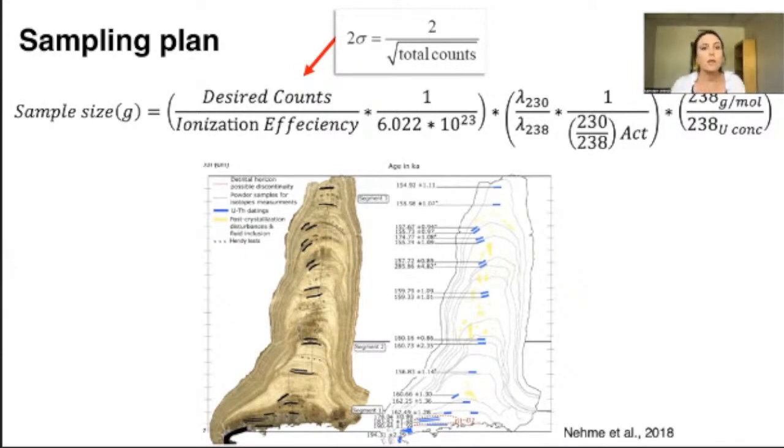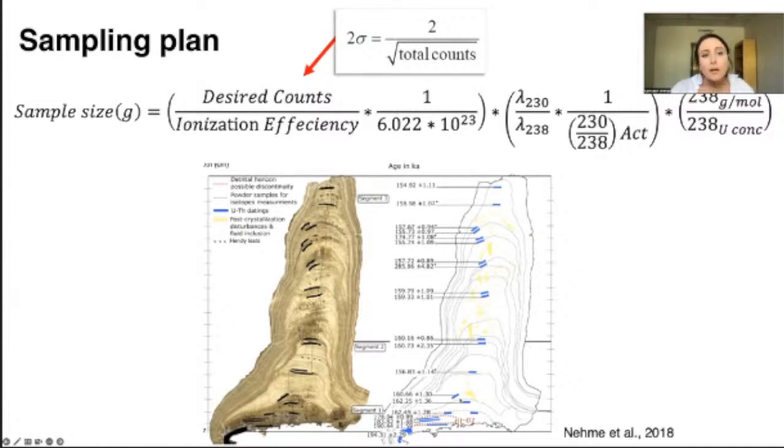So make a lot of diagrams, make a lot of pictures, draw maps, so that when you do drill your uranium-thorium ages, you are avoiding, for example, growth discontinuities or hiatuses, which could incorporate a lot of that detrital 230 thorium, which involves a huge correction and could lead to large uncertainties. You also want to avoid any type of post-crystallization disturbances or fluid inclusions, which the authors of this paper show very nicely here in yellow.